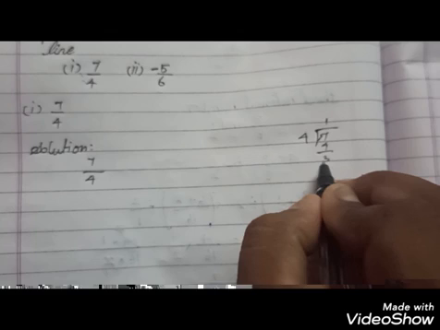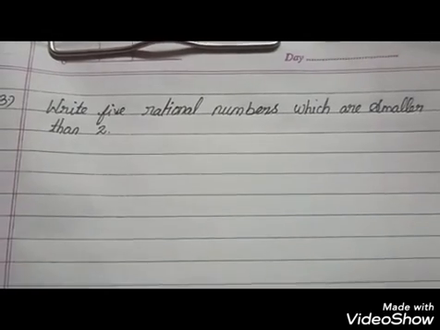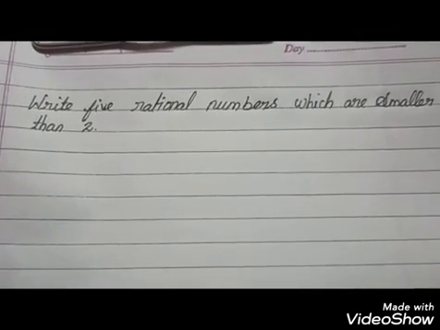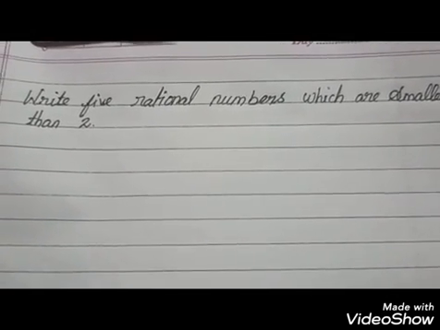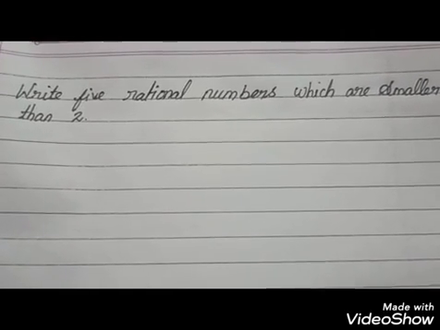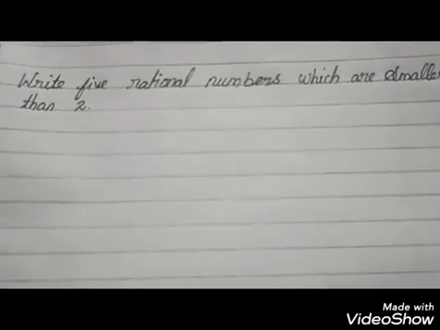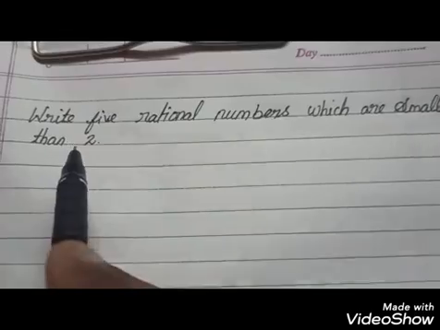Next we move on to the third question. The second question you do as homework. I will attach the homework sums also. The third question: write 5 rational numbers which are smaller than 2. So already I told you there is no denominator. By using multiplication with 5, 10 like that, on numerator and denominator, we have to choose any number. Okay, so 2.